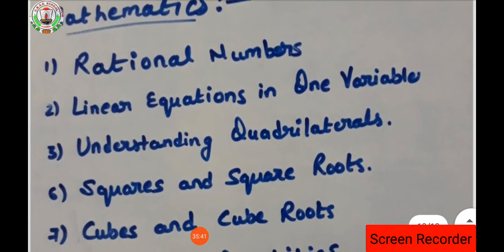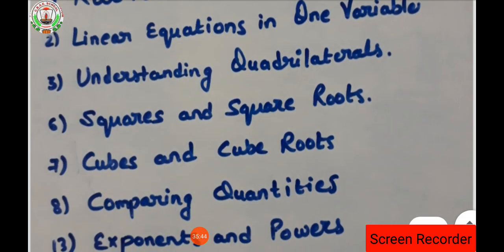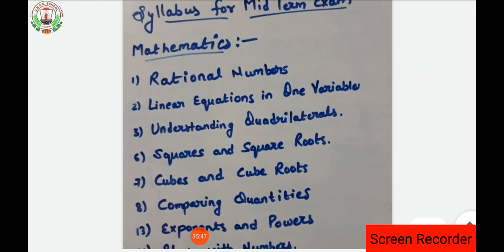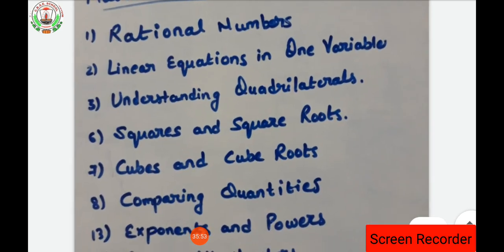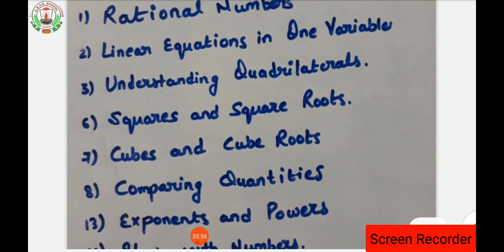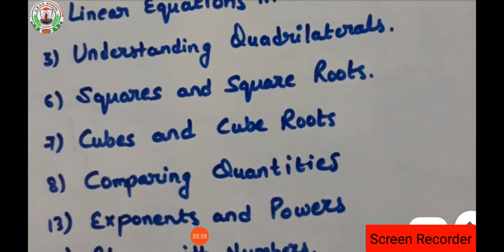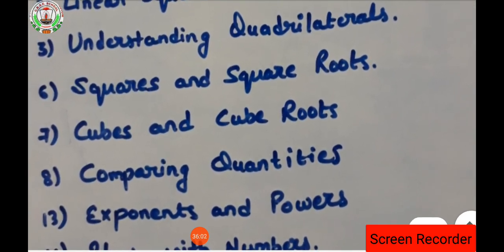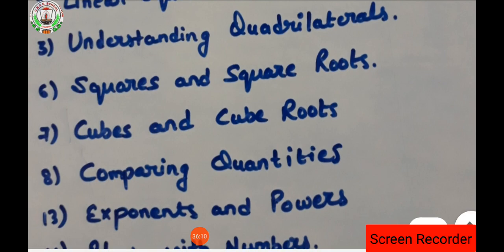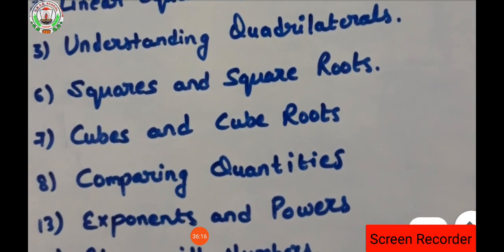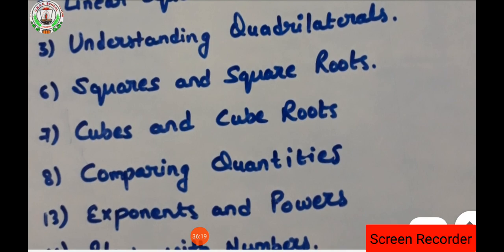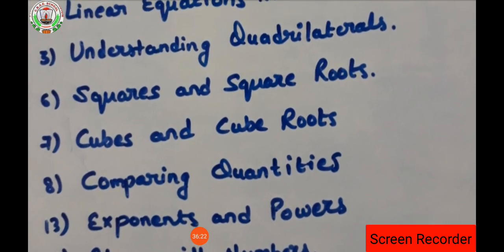You just go through the lessons. The total number of lessons I have given is 8, and these are the lesson names which will come in your exam. The first one is rational numbers, second is linear equations in one variable, third is understanding quadrilaterals, fourth is squares and square roots, fifth is cubes and cube roots, eighth chapter is comparing quantities, then the 13th chapter is exponents and powers, and the last chapter which you can't see on the screen is playing with numbers, that is lesson 16.